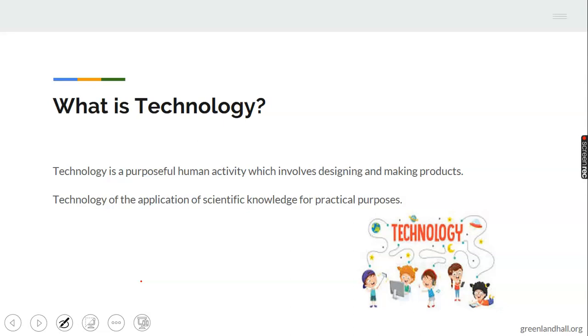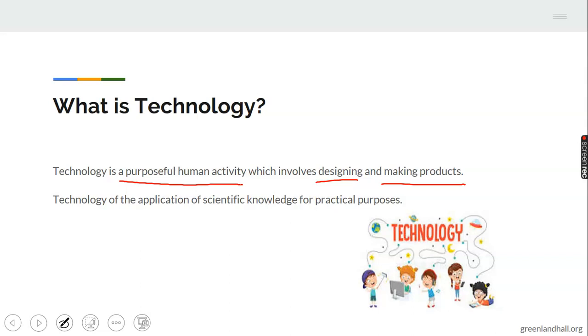Technology is a purposeful human activity which involves designing and making products. Can you see it? It's a purposeful human activity. That is technology for you. When you say something is purposeful, that means it is determined. You make up your mind to do it. You have a purpose for it. That's why it's called purposeful human activity, which involves designing and making products.